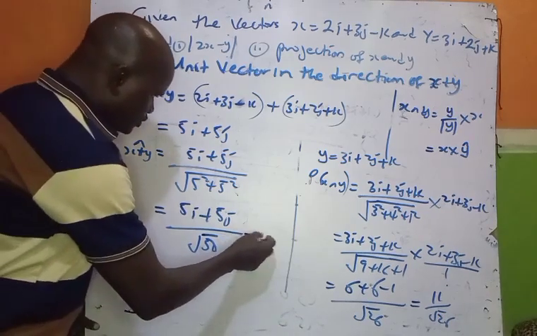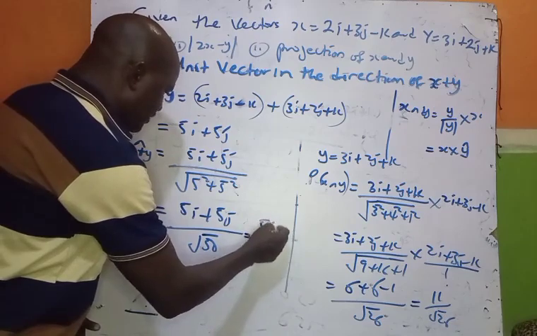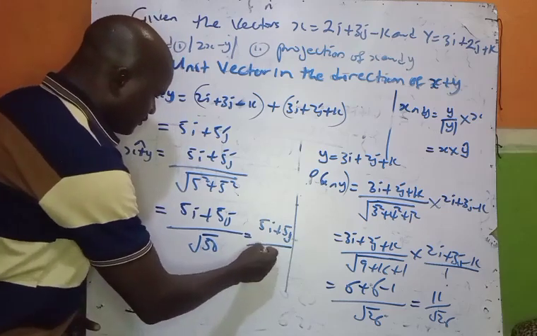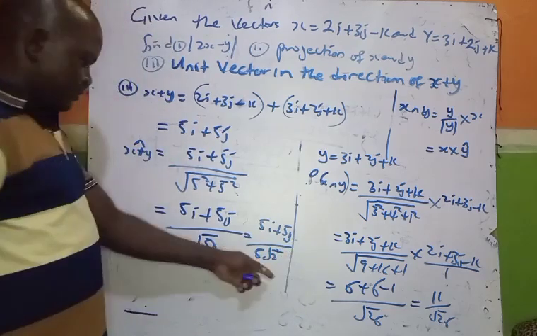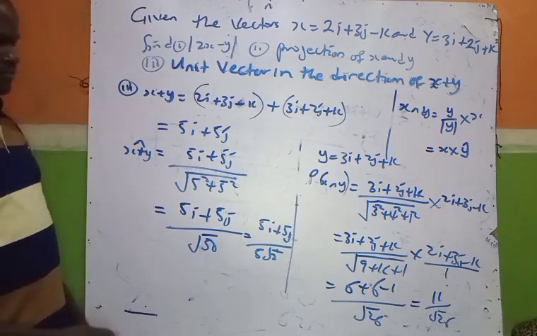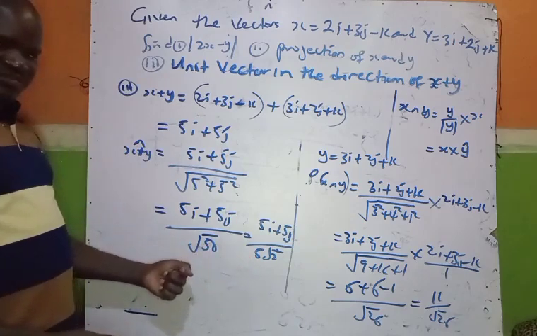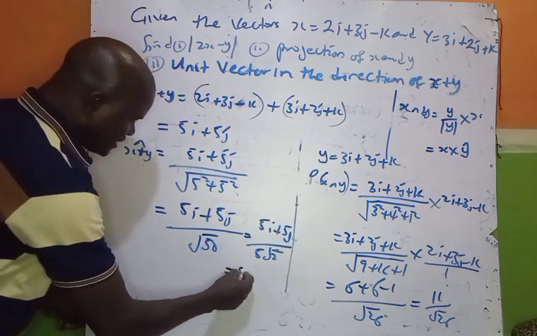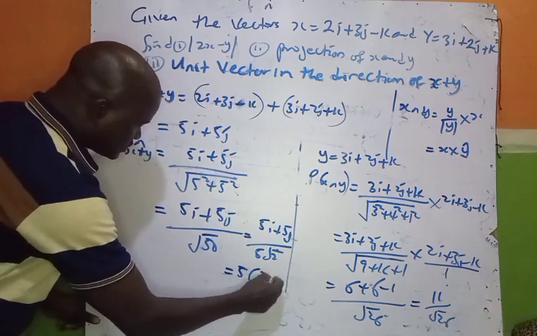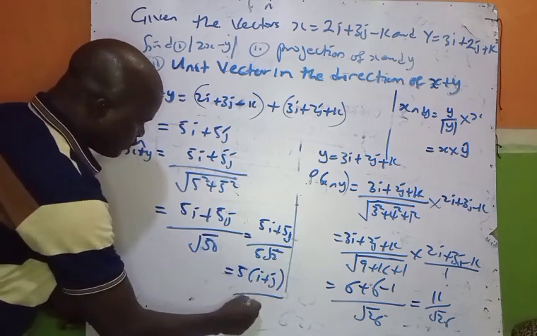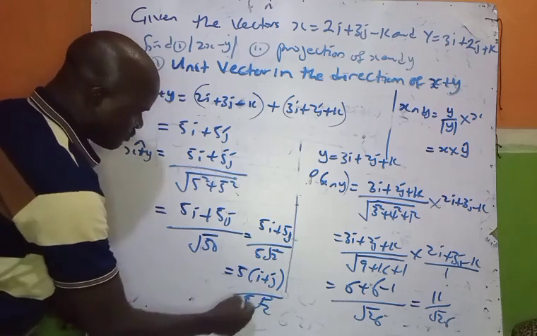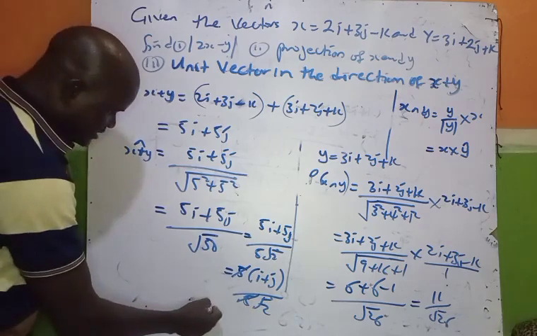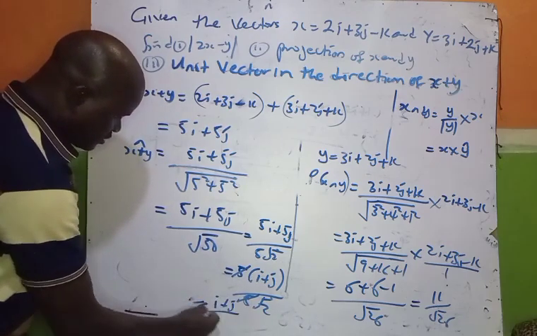So you can do this one further. 5i plus 5j over root 50, which is 5 root 2. So you can have your answer also like this, in the form of 5i plus 5j over 5 root 2. Or if you simplify this, you have 5 into bracket i plus j over 5 root 2. So this can cancel this. Then your answer is i plus j over root 2.